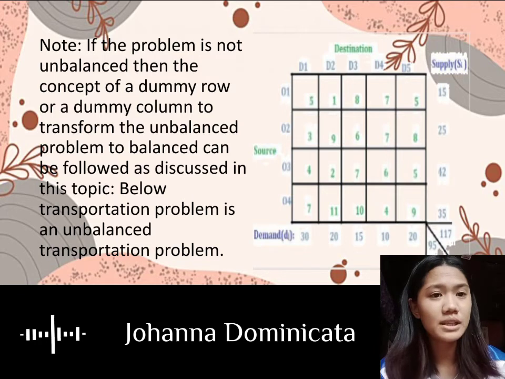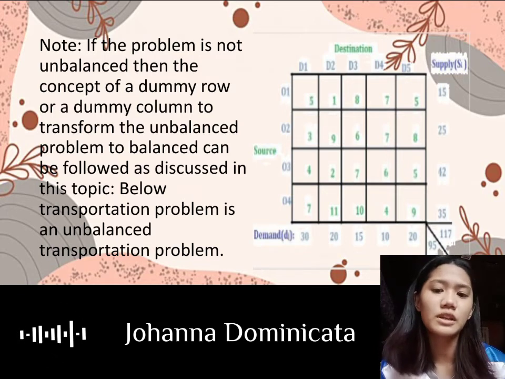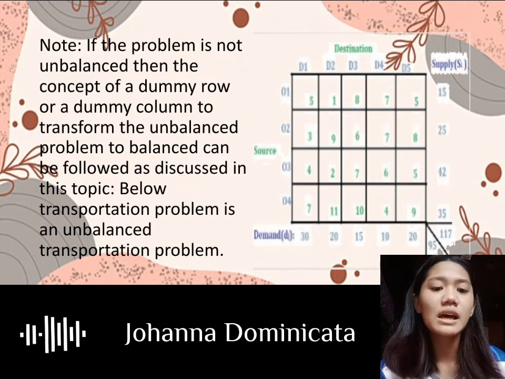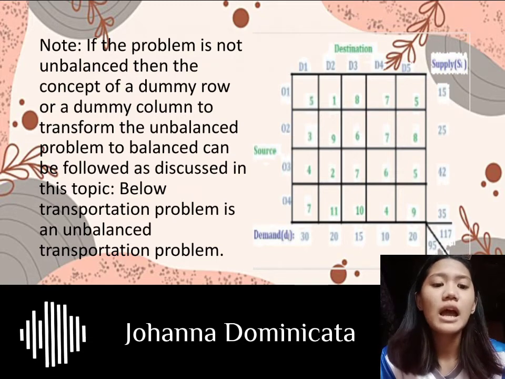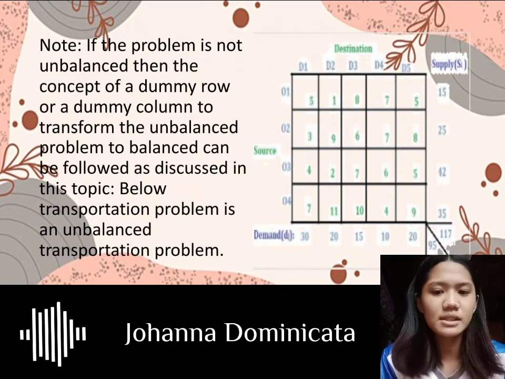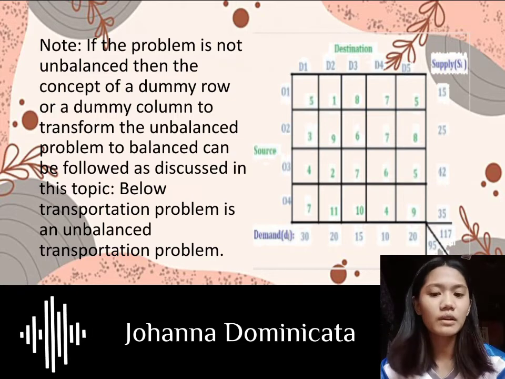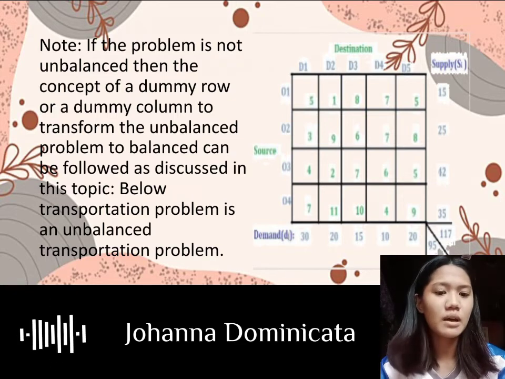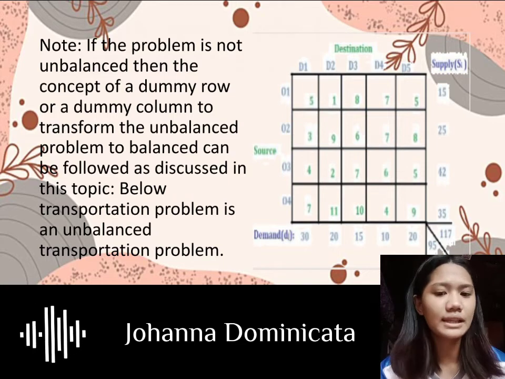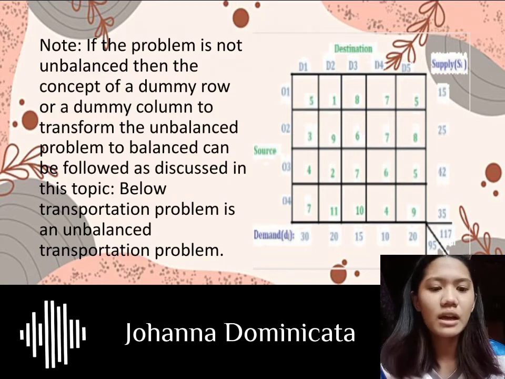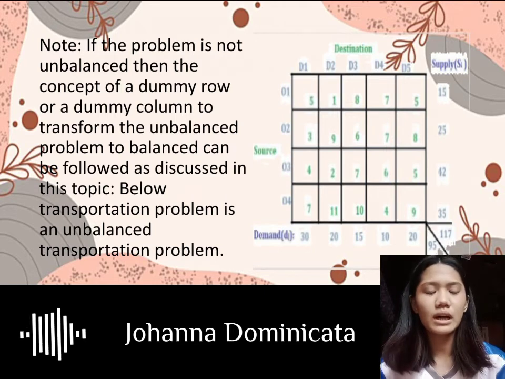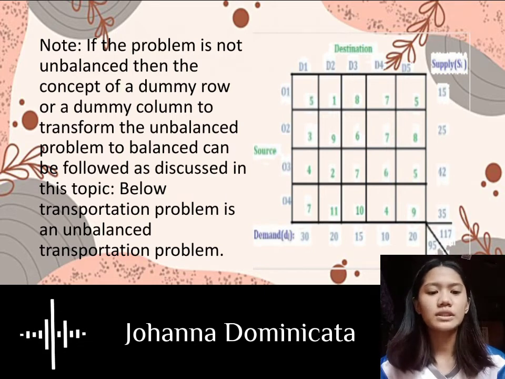In the first phase, the initial basic feasible solution has to be found, and the second phase involves optimization of the initial basic feasible solution that was obtained in the first phase. So, for example, a transportation problem indicates the destination, the source, the supply, and its demand. And we will go first with step 1.